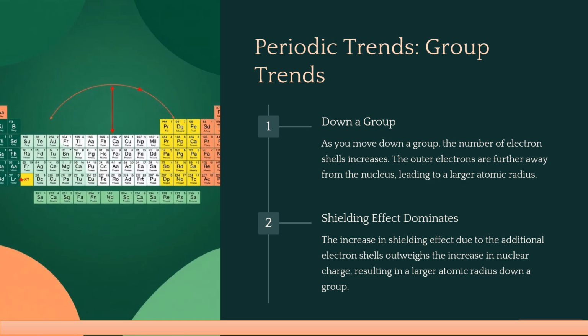Let's talk about trends in the periodic table. When you move down a group, the atomic radius increases. Why? Because with each new row, a new electron shell is added, placing the outermost electrons farther from the nucleus. Here, the shielding effect plays a dominant role. The increased shielding from inner electrons outweighs the effect of a greater nuclear charge, leading to larger atomic radii.